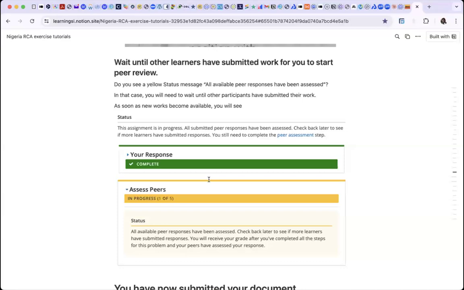That way, when you do finish, if it's Friday night, you do not get stuck, because there will be a lot of Nigerian health professionals and health leaders trying to submit their RCA project at the same time. So make sure you have at least registered on the platform as soon as you can.